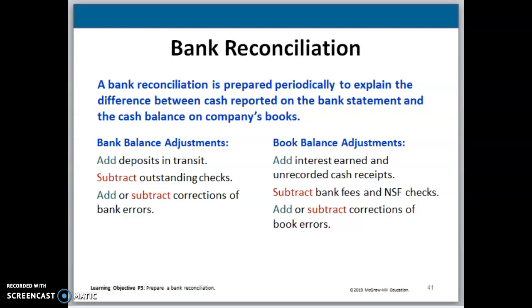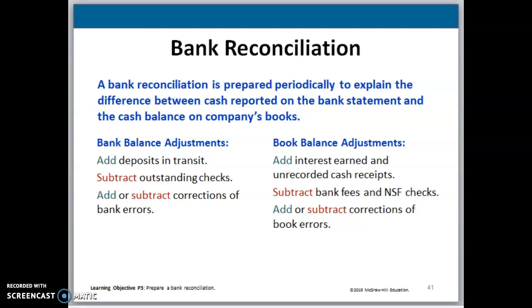Now on the other side, the book side, this is adjusting for our things. And we're adjusting for things that the bank statement is telling us about. So there's things that the bank may know about that we don't know about until we get that statement. So an example would be interest earned. If we have interest that we've earned on our balance from the bank, we don't know how much until they give us the bank statement that tells us what. So once we get that, we have to add that interest to our book balance because it increases the cash in our account.